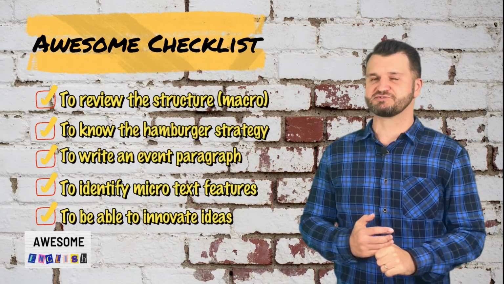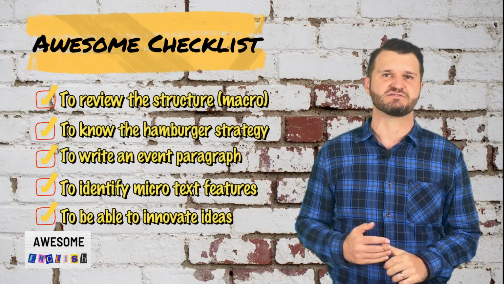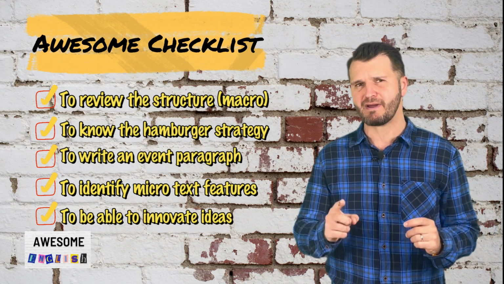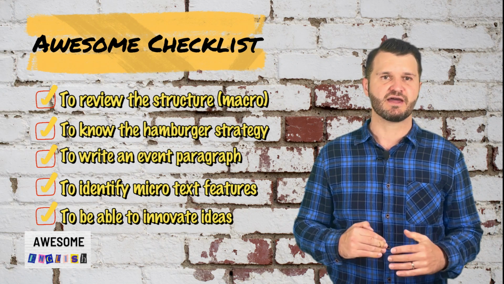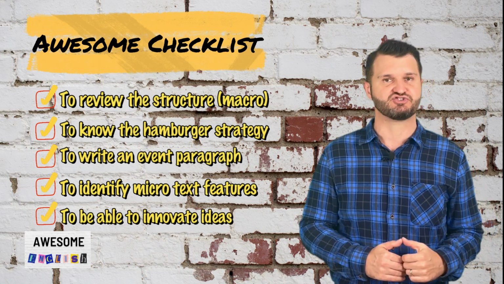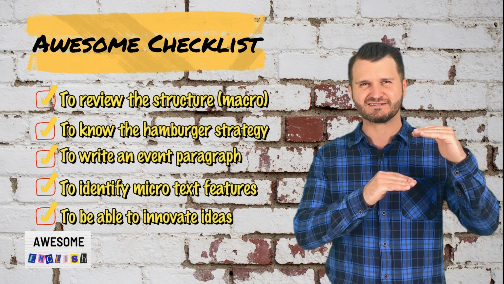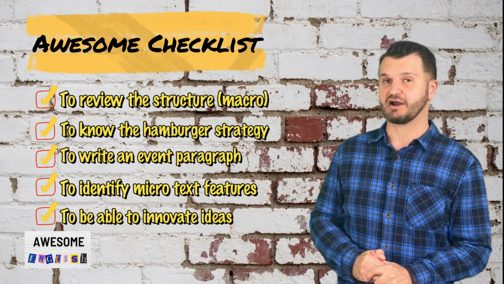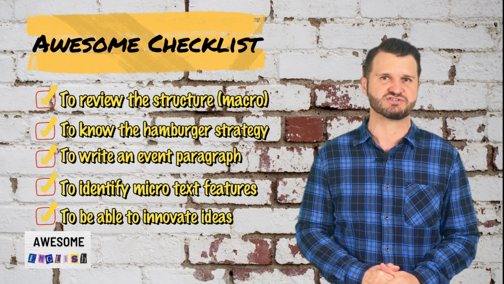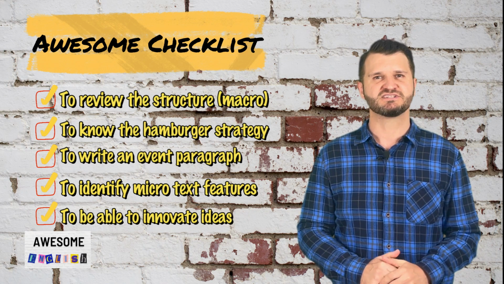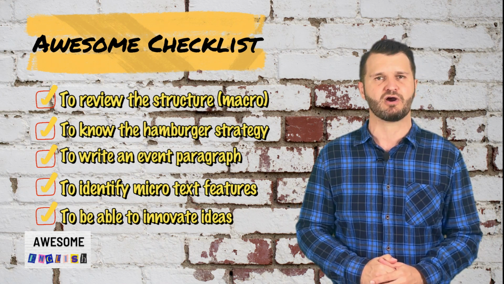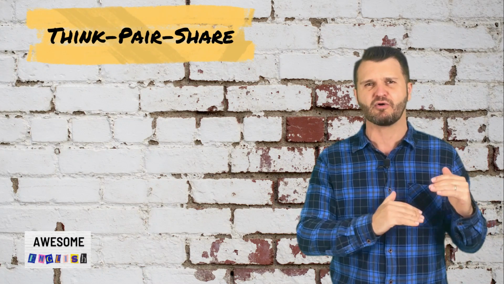Okay, welcome to our awesome checklist for today's lesson. These are the objectives we want to achieve by the end of the lesson. The first one is to review the structure or the macro of a recount text. Then to know the hamburger strategy. Next, to be able to write an event paragraph for the body section of our recount. Then to be able to identify those micro elements and grammar features of a recount. And finally, to be able to innovate ideas and write them in your own words to draft your own event paragraph. Let's get moving.